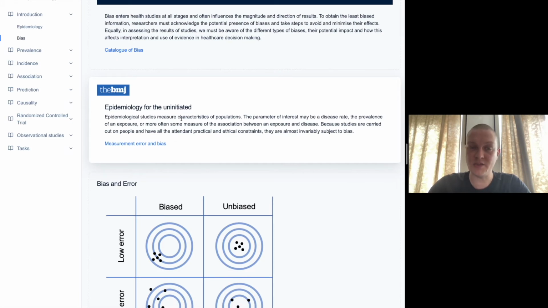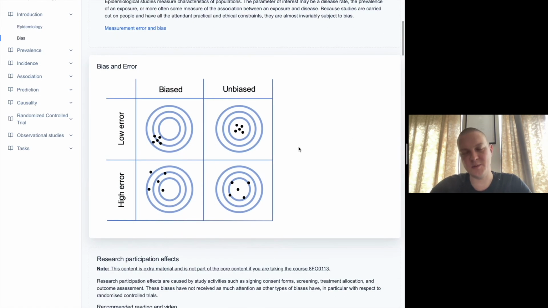Epidemiological studies measure characteristics of populations. The parameter of interest may be disease rate, the prevalence of an exposure, or more often some measure of the association between an exposure and disease. Because studies are carried out on people and have all the attendant practical and ethical constraints, they are almost invariably subject to bias. Basically, you're not going to escape it. You're going to have to deal with it. Bias is always going to be present in your studies, and there's no way of saying that you're entirely free from it.